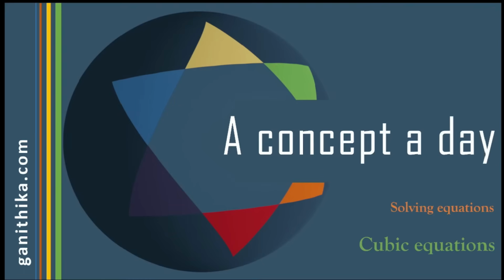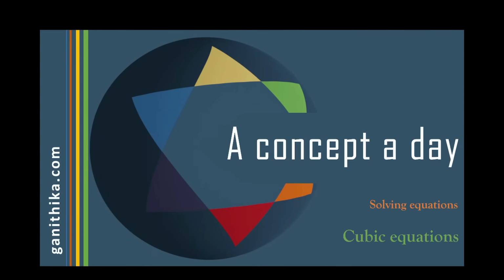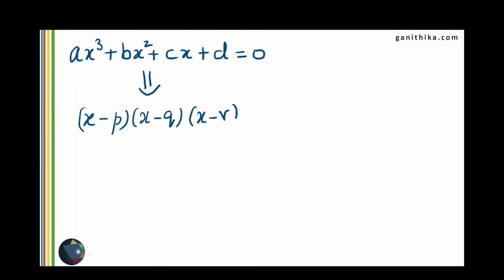In today's A Concept A Day, we will be solving cubic equations with real roots. A cubic equation is generally expressed as ax³ + bx² + cx + d = 0, where a, b, c, d are real numbers. In order to solve this equation, the first step is to convert this into linear factors (x − p), (x − q) and (x − r) equal to 0, and then solving each of these linear factors: x − p = 0, x − q = 0 and x − r = 0.